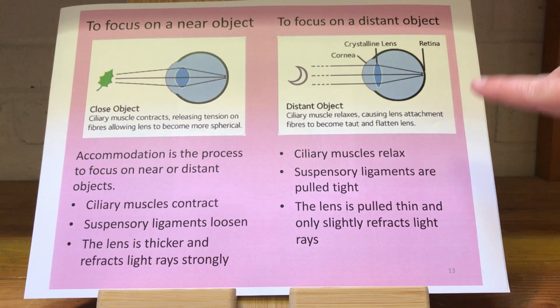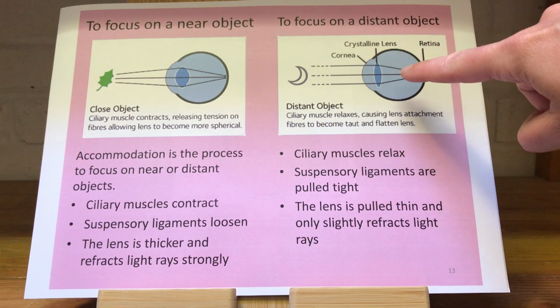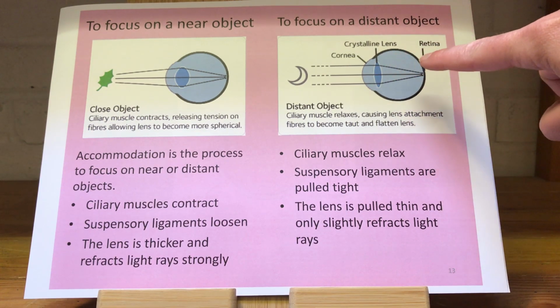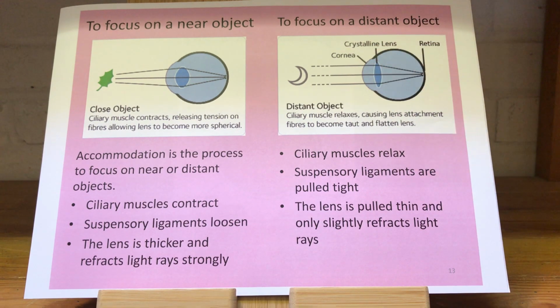Over here then, for our distant objects, it's the opposite. So we've got the ciliary muscles are relaxing this time. Suspensory ligaments at the top and bottom are pulled tight. Becomes much thinner, refracts the light less.